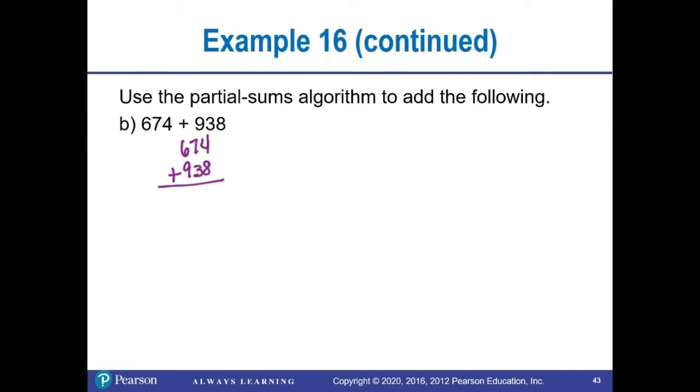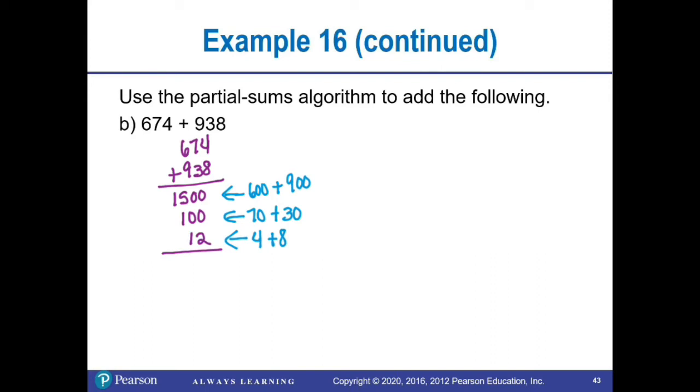Again, using the partial sums algorithm, we move from left to right. So we'll start with the hundreds place. The 6 represents 600. The 9 represents 900. 600 plus 900 is 1500. Next, move to your tens place. The 7 represents 70. The 3 represents 30. 70 plus 30 is 100. And then last we have the ones place, 4 plus 8 gives us 12.